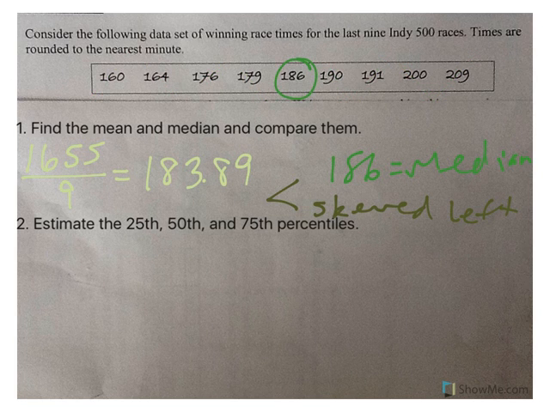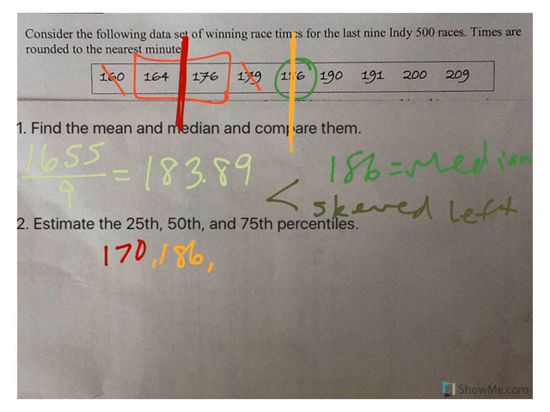Well, we've already found the 50th percentile because we found the median. Because it was 186 exactly, it cuts it right in half. Now, I find the median of the front half, which is 2 numbers, which means it falls in between those two. 164 plus 176, then divide by 2: 340 divided by 2 and you end up with 170, right? The number right between those two.